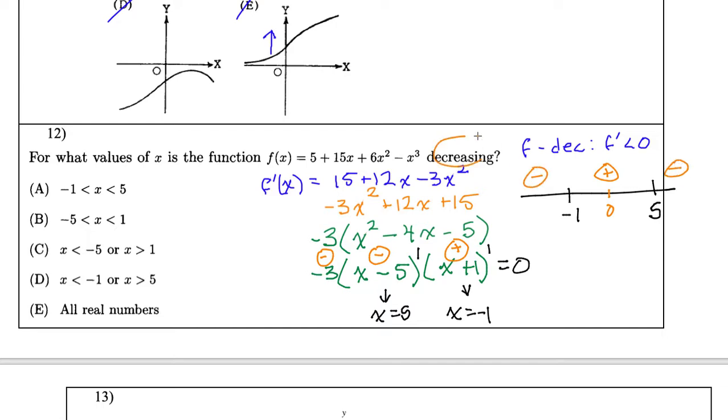So it's going to switch sign from positive to negative to negative. And it's looking for decreasing. So it's decreasing anything left of negative 1 and decreasing anything right of 5. So less than negative 1, right of 5. Correct answer is D.